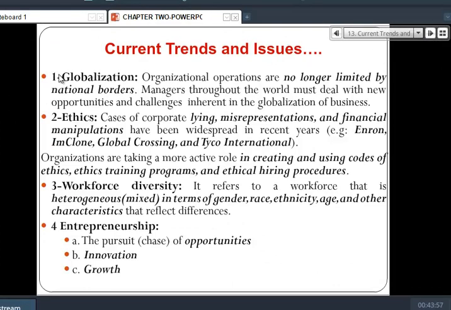What are the current trends and issues about management? Like globalization, organization operations are no longer limited by national borders. So we are going global. Globalization means marketing your products overseas, globally, with no limit to any border.